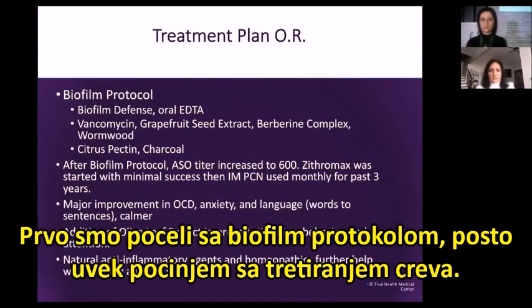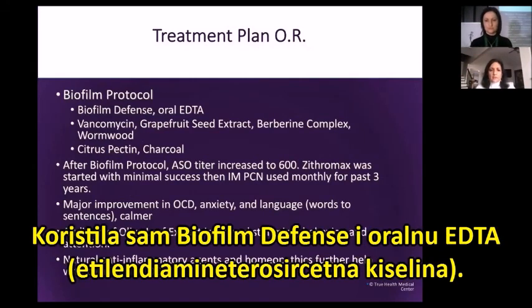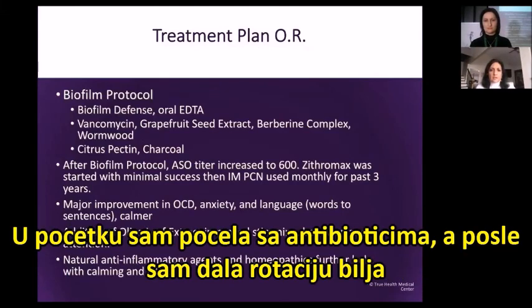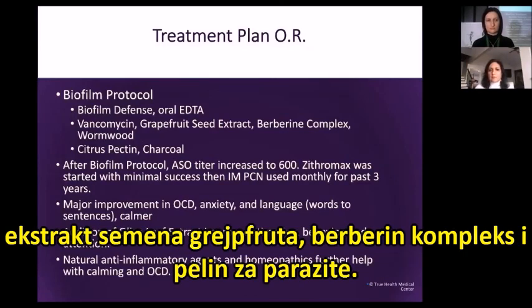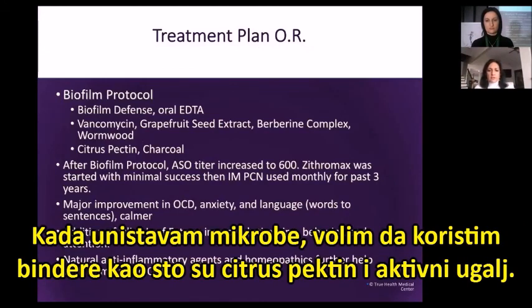I always like to treat the gut first. I used biofilm defense and some oral disodium EDTA. I used some antibiotics initially and then followed them with a rotation of herbs such as grapefruit seed extract, berberine complex, and wormwood for the parasites. And then I like to use a binder when I'm killing bugs. I use citrus pectin and charcoal.